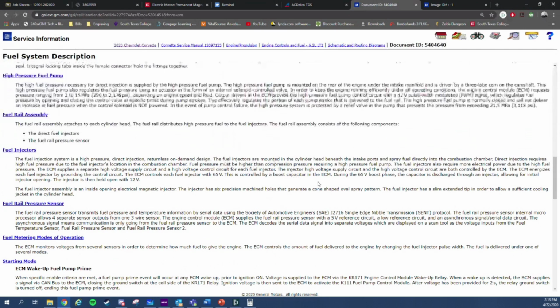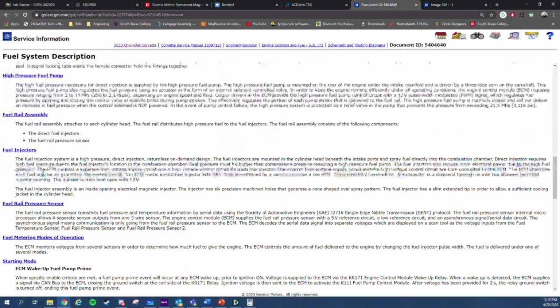The fuel injectors are mounted in the cylinder head beneath the intake ports and spray fuel directly into the combustion chamber. Direct injection requires high pressure due to the fuel injector's location in the combustion chamber. Fuel pressure must be higher than the compression pressure, requiring a high pressure fuel pump. The fuel injectors also require more electrical power due to the high fuel pressure.